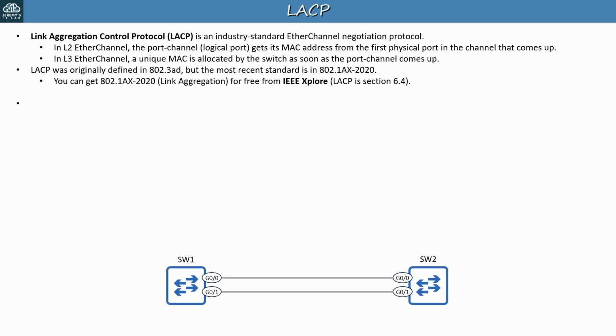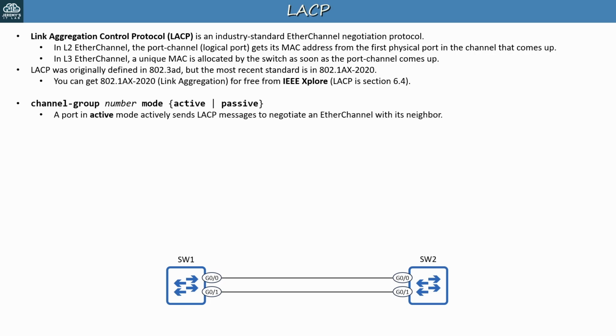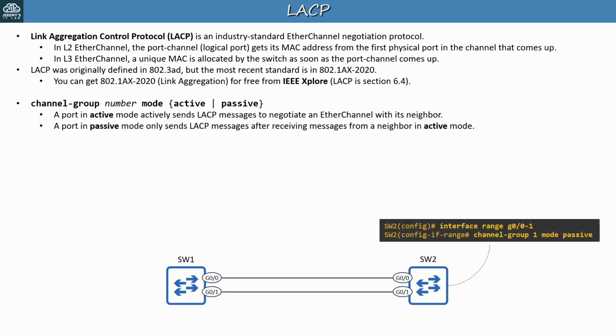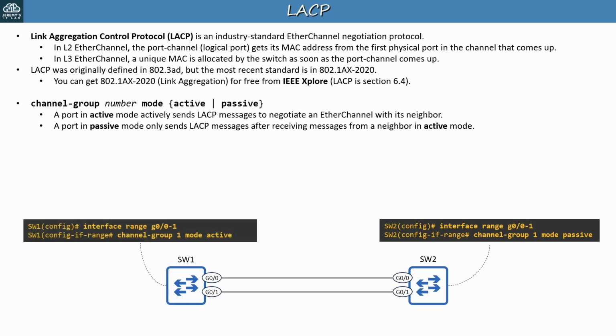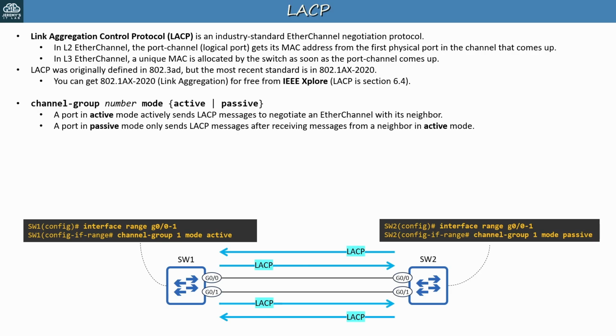the standard. As you already know, LACP can be configured in two modes, active and passive. A port in active mode actively sends LACP messages to negotiate an EtherChannel with its neighbor. And a port in passive mode only sends LACP messages after receiving messages from a neighbor in active mode. So if I configure switch 2's interfaces in passive mode, at first they won't send any LACP messages. But if I then configure switch 1 in active mode, it will send LACP messages to switch 2, and switch 2 will then start sending its own LACP messages back to switch 1, and they will form an EtherChannel if they both agree.